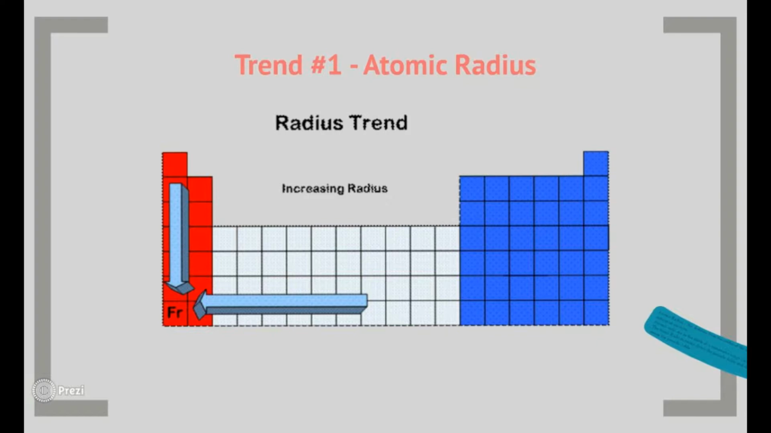Every time you hit an S block, like 1S to 2S to 3S to 4S, it'll jump back up and then it'll constrict back down. So that's why it would decrease as it goes across. You're shoving electrons within that same level.